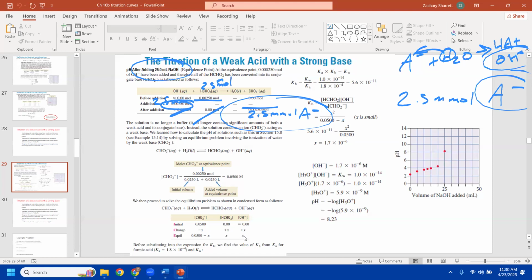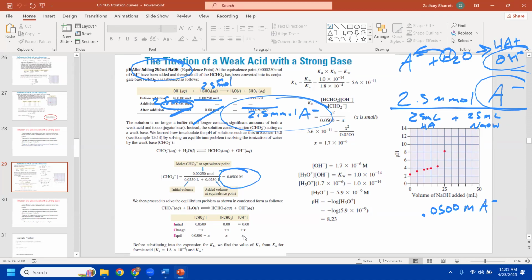The way that we do it, now that we know we have 2.5 millimoles of A minus, we can divide that by the total volume, which was 25 mils from the original HA plus the 25 mils from the NaOH that we added. So what is 2.5 millimoles divided by 50? Anybody get that for me? I can tell you what it is: 0.05. It's going to be the same over there. 0.05 molar of A minus.